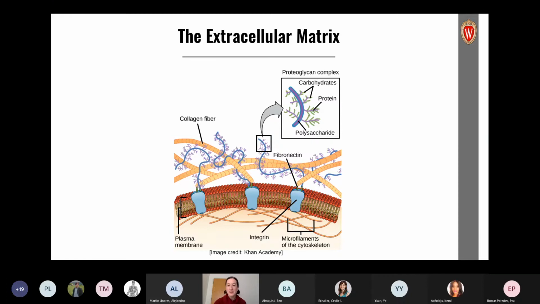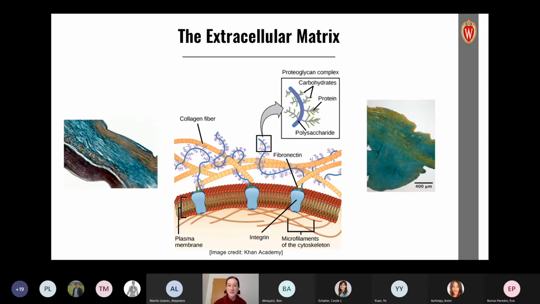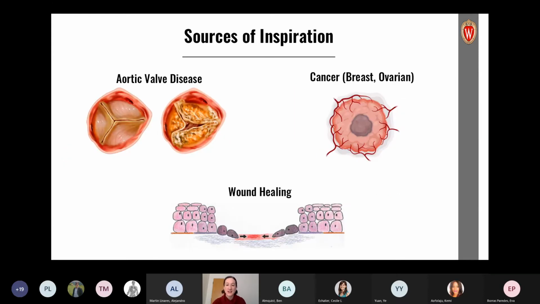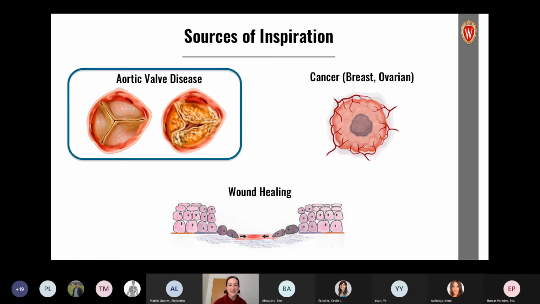And so it looks different from tissue to tissue, but can also look different within the same tissue. So these two are pictures of a healthy heart valve and a diseased heart valve. And these different colors in the stain represent different extracellular matrix molecules. And so you can see here that when you go from healthy to diseased, you start to get a really different looking ECM. And we're really interested in how that influences the progression of these diseases. So our sources of inspiration for the type of diseases that we look at are, we're interested in aortic valve disease, as well as several types of cancer, and dermal wound healing. I'm going to talk about the top two today, but first I'm going to focus on aortic valve disease.